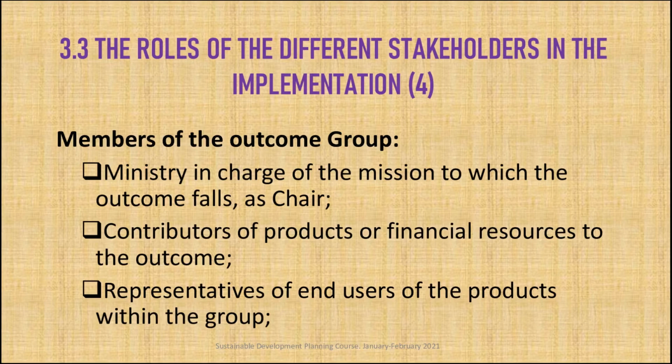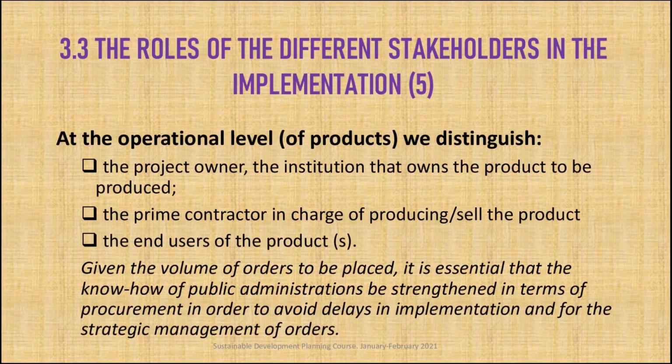The membership of the outcome group is as follows. First, we have the ministry in charge of the mission to which the outcome falls, as chair. Then we have the contributors of products or financial resources to the outcome, and the representatives of end users of the product within the group. The chair may also decide to call upon other members to join the group, depending on the interests of the outcome group.